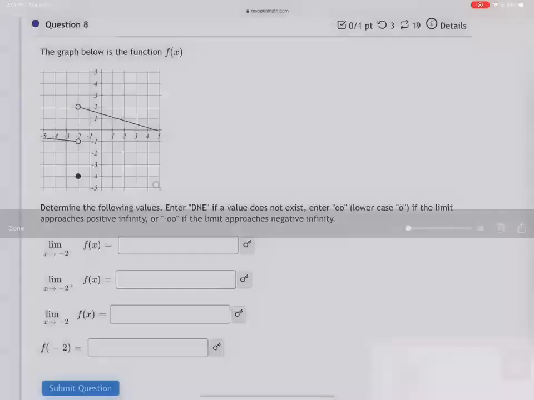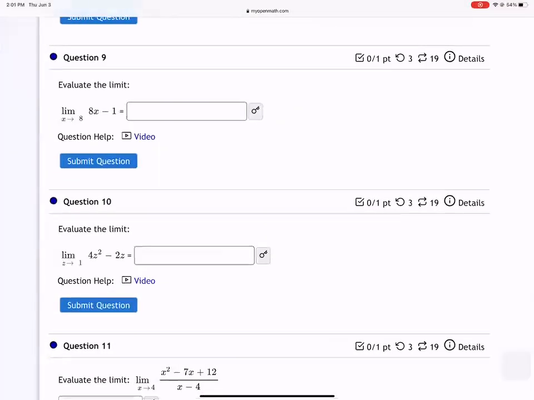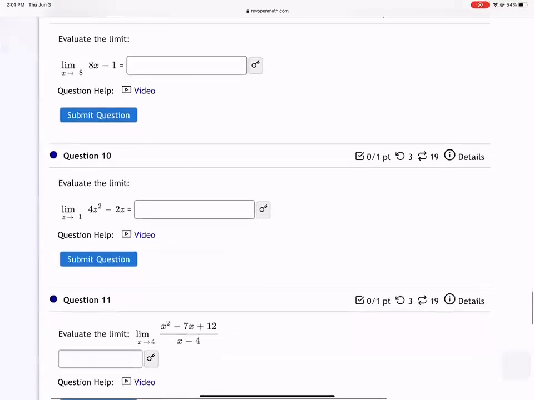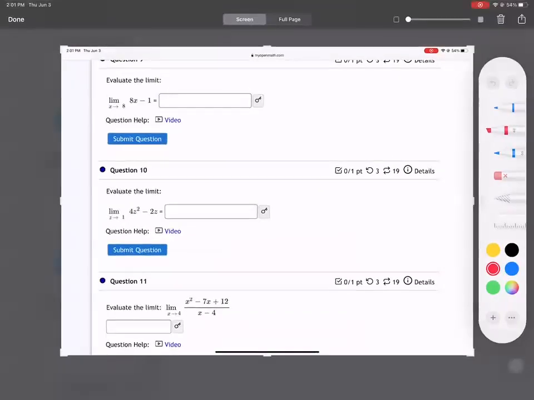Okay. Let's keep on going. We've got to get through this review. Now the next part is limits, and these are easy limits. Whenever you have a limit, the first thing you should try to do is just plug it in and see what happens. So for these 3 questions here, we're going to go ahead and plug it in and see what happens.